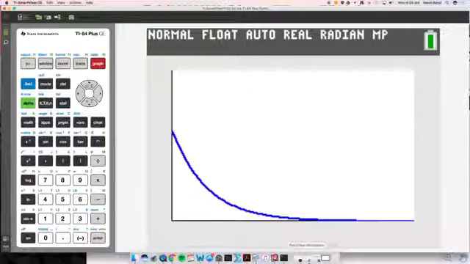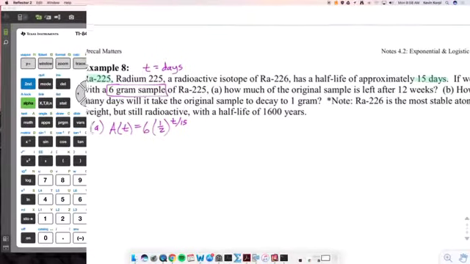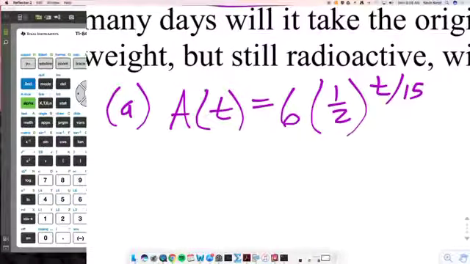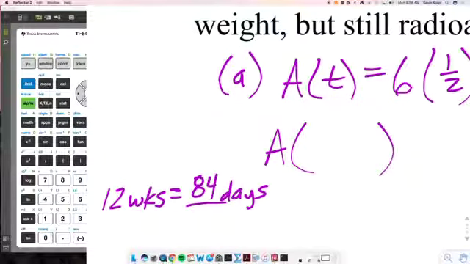Okay, now we know we can answer questions with full faith and confidence. So the first question said, again, how much is left after 12 weeks? So 12 weeks is a time value, so I'm going to have to show that I'm plugging in a value for t. Now, do I plug in 12? No. We have to convert it. Very good. Our t in our equation is in days. So 12 weeks is equal to how many days? 7 times 12, which is 84.